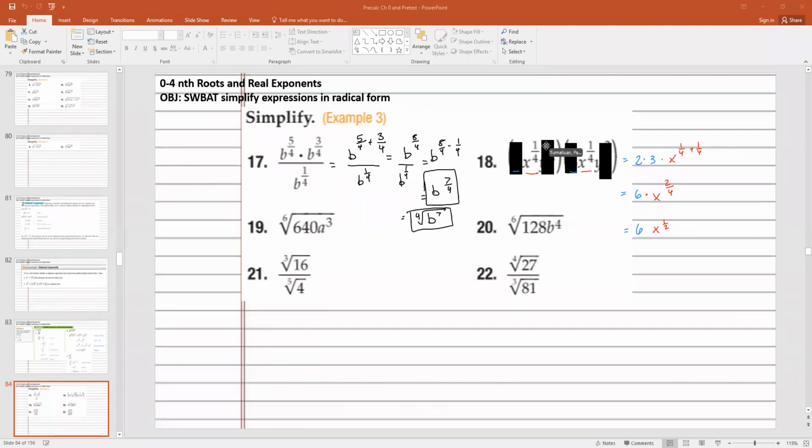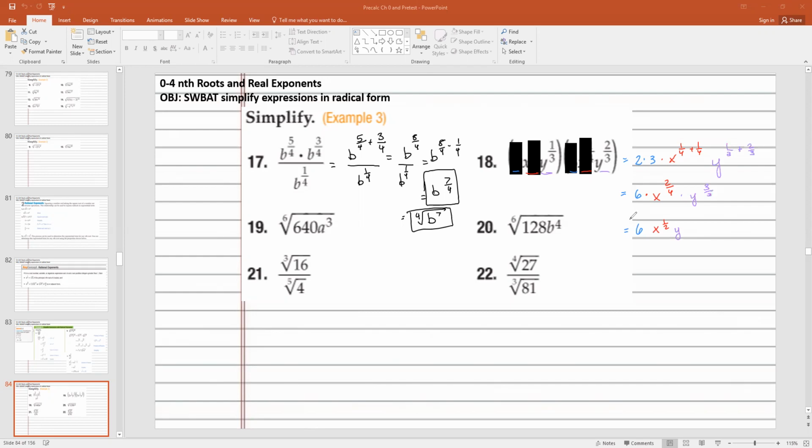Now on to the y's. Oh, we used red already. Purple. We're going to do the y's. Again, we're multiplying, so you add the exponents. 1/3 plus 2/3 is 3/3, and 3 divided by 3 is 1. You don't need to put the 1, but if you want to, you can. Usually you don't.